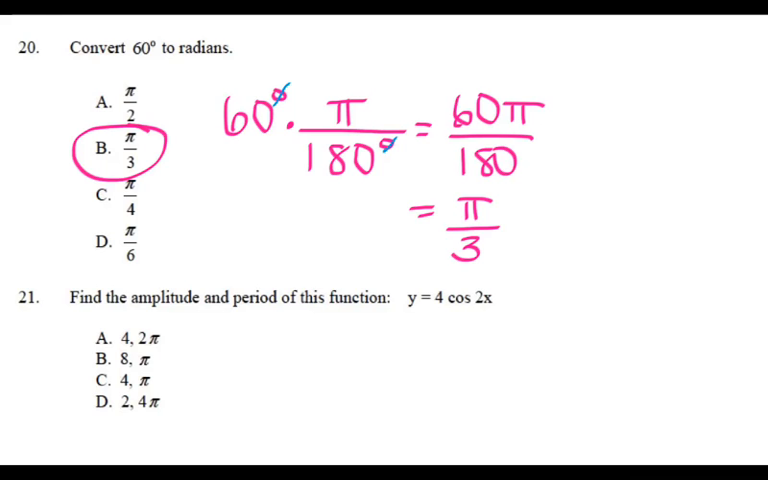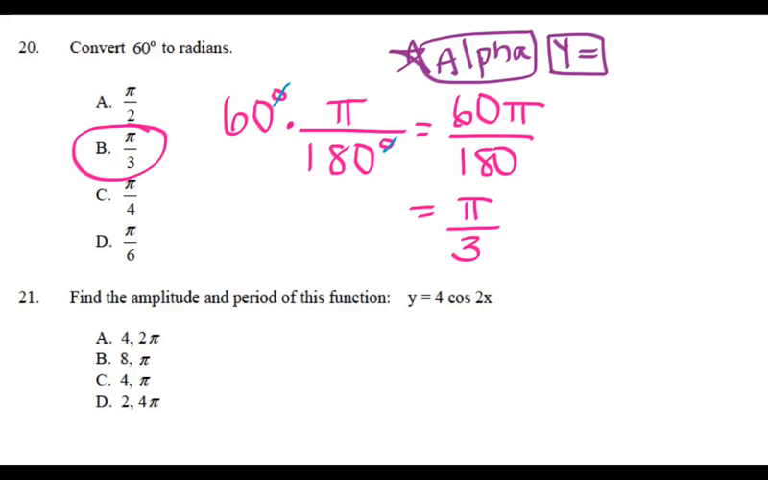By the way, to do a fraction in the calculator, if you don't want to do 60 divided by 180 and then math frac it, you can hit alpha and then y equals, and it's that first option. So if you do that and put in 60 over 180 and then hit enter, it's automatically going to reduce it for you.